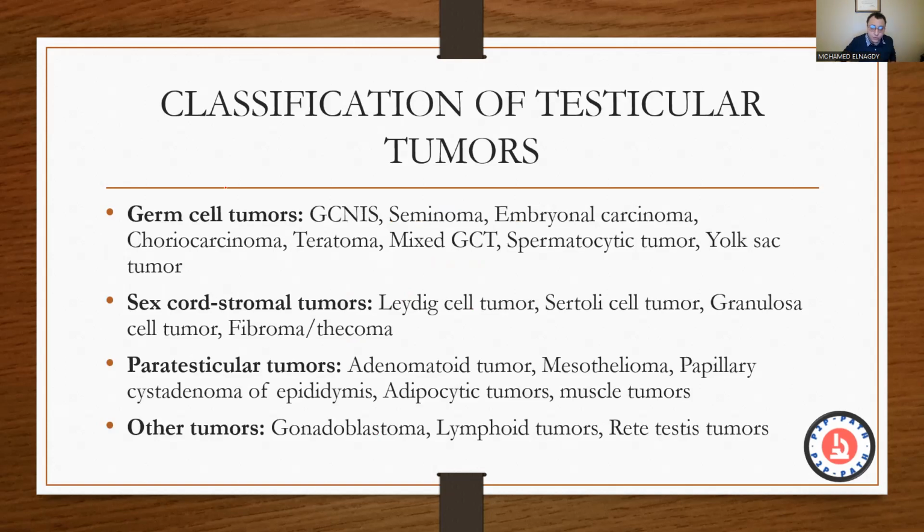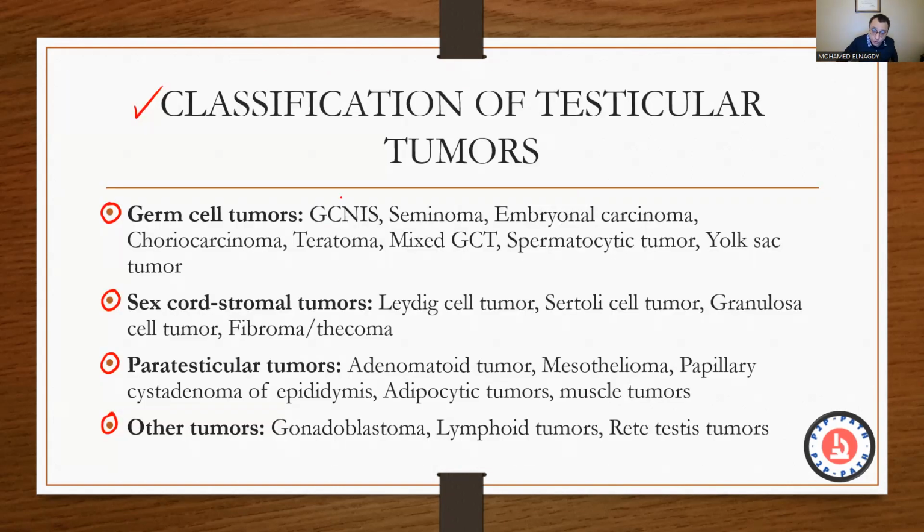At first we need to classify the testicular tumors, or what are the different entities of testicular tumor. We have germ cell tumors, and we have sex cord tumors. And then we have paratesticular tumors, which arise actually not in the testis itself, but in the tissue around the testis. And then we have some other entities or other tumors that will be included at the end, like the completion of the story, the end of the story.